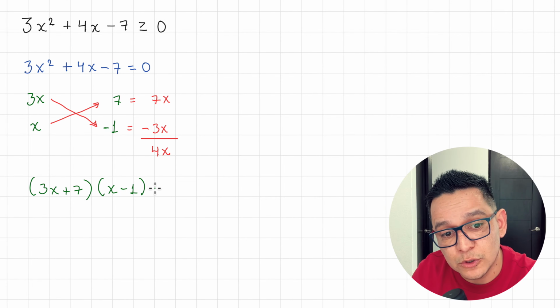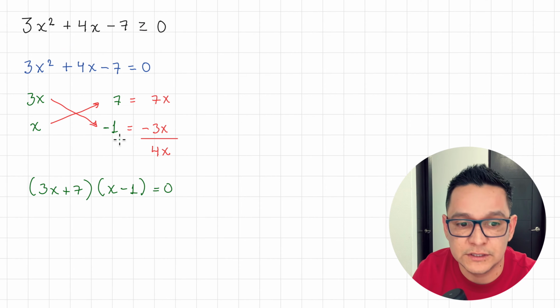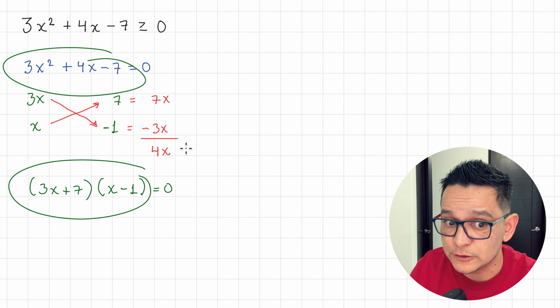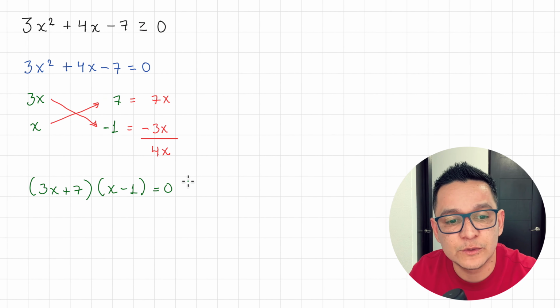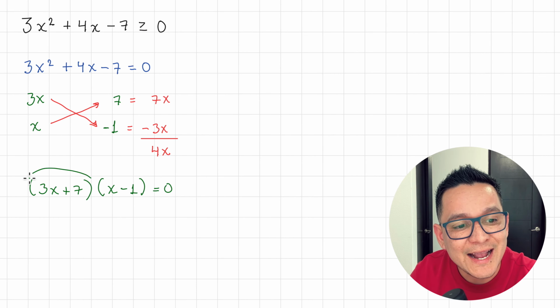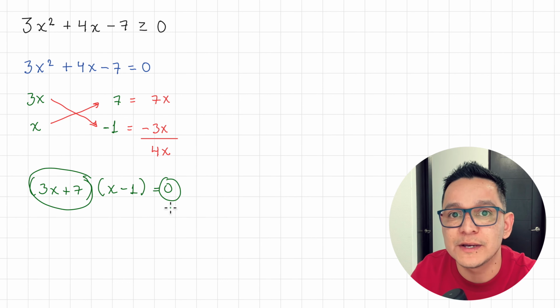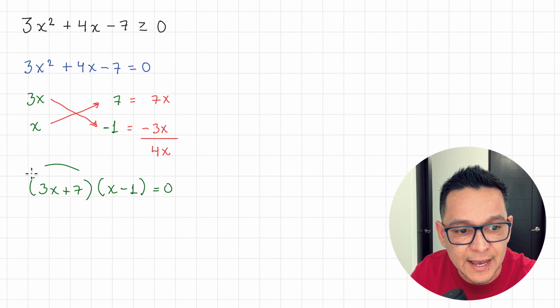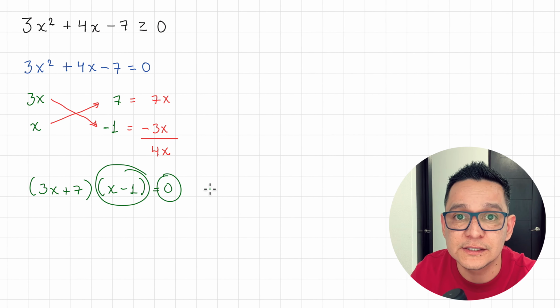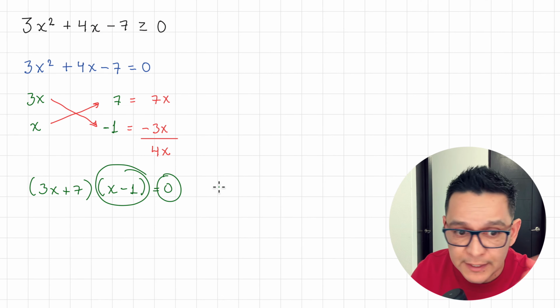So I can set this equal to 0, right? Because what I have here is exactly what we have over here, but already factored, so I can still set it equal to 0. Once we have it like this, you're going to set each of these factors equal to 0. So go ahead, set this factor equal to 0, and also set this factor equal to 0. And then you solve for x.